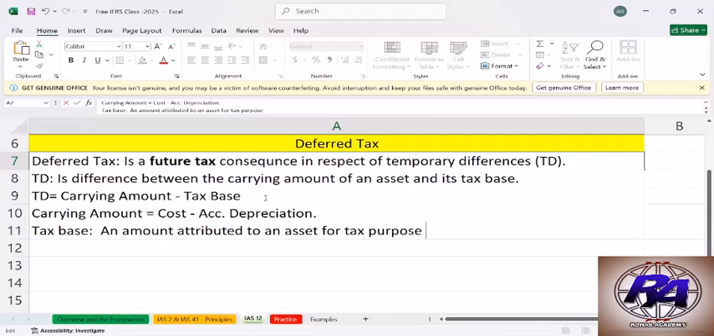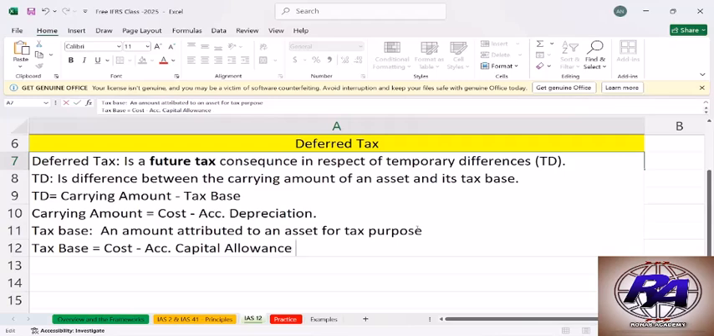You can be asked to explain some of these concepts like we just saw, right? So please, you have to know how to deal with some of these things. So tax base is basically an amount attributed to an asset for tax purposes. But algebraically, if you want to use mathematical terms, tax base is equal to the cost of the asset minus accumulated capital allowance. You see, it's very simple.